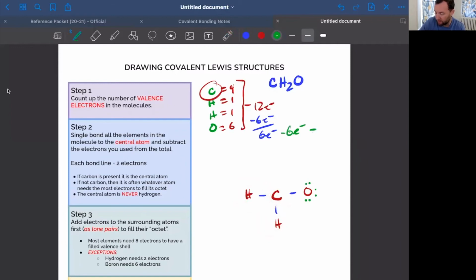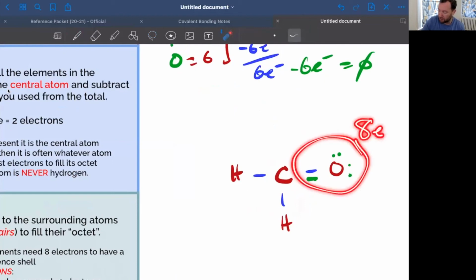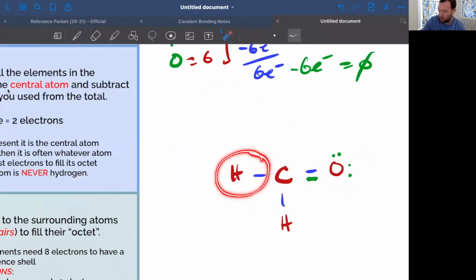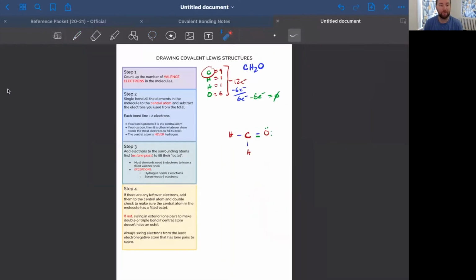The oxygen is filled, but we are out of electrons, and the central carbon only has 6 electrons. So what do I have to do? I have to increase my sharing by swinging in one of these lone pair electrons to make a double bond, and I am done. Because if I look now, 8 electrons, 8 electrons, 2 electrons, but that's what hydrogen wants, and 2 electrons, but that's what hydrogen wants, and we are done.